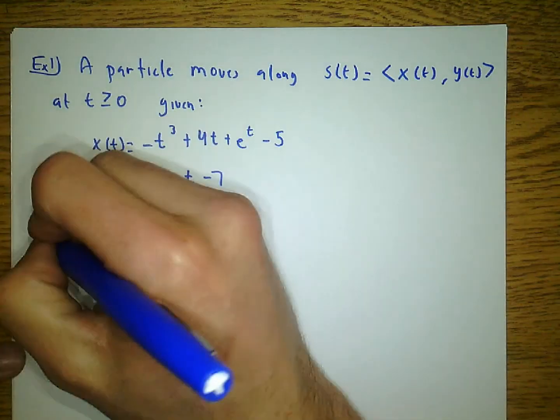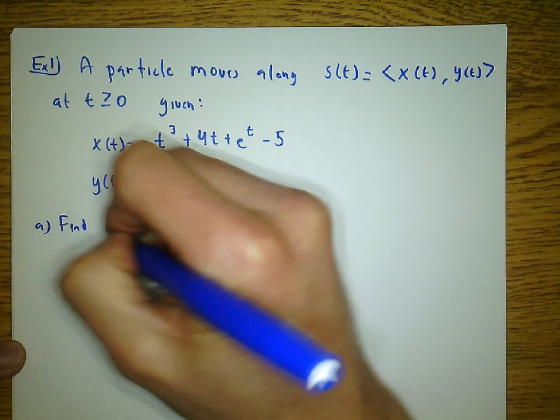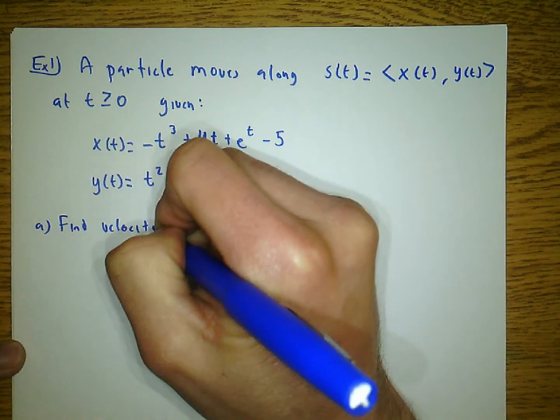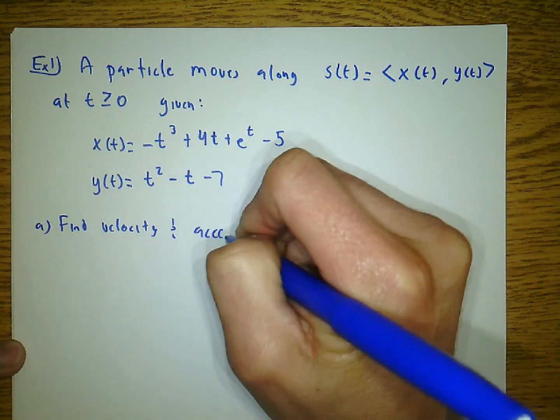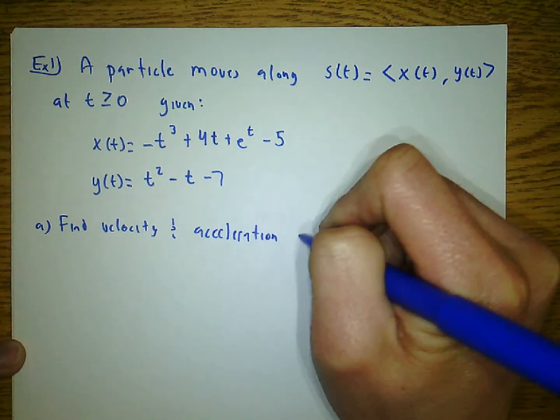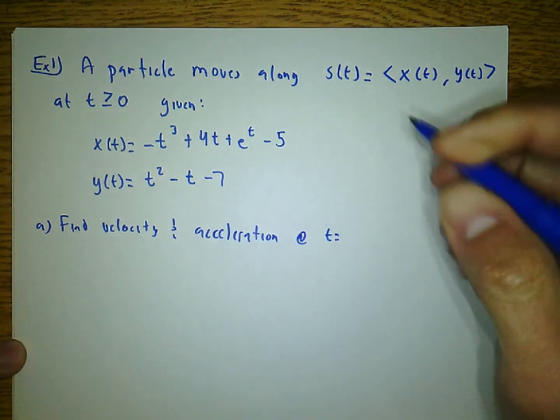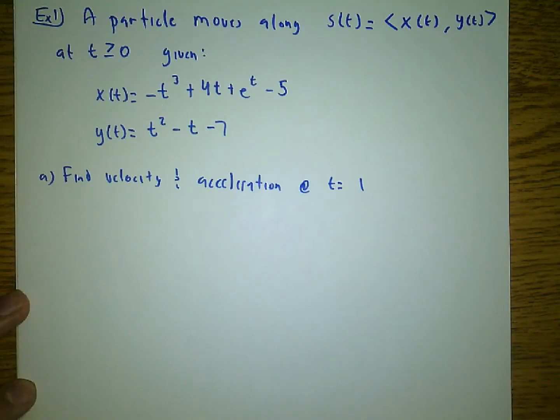Alright, part A. Find the velocity and acceleration at time equals 1. Alright, doesn't get any easier than that. It's part A of FRQs. We talked about how part A is typically the most simple part of the FRQs on the AP exam. So how am I going to find the velocity?